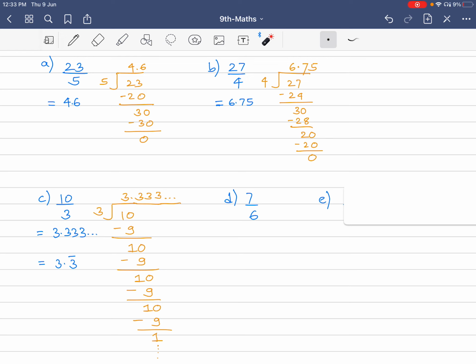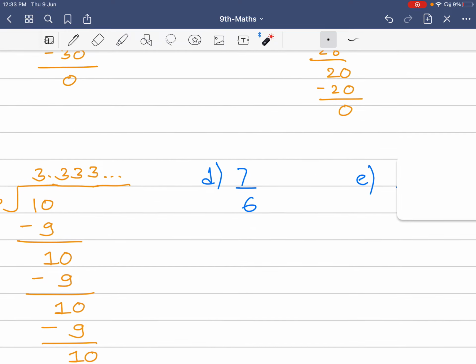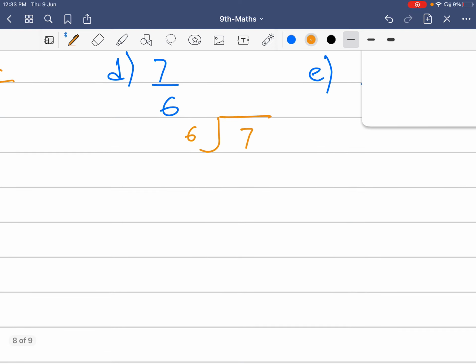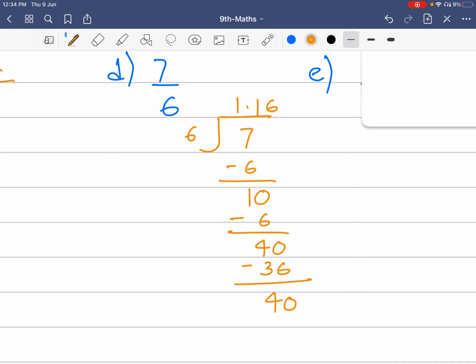Now similar to this 10 by 3, we have 7 by 6 where this division will be infinite. Let's see how it works out. Let me zoom in here. We have 7 divided by 6. I'm going to write 6 here, 7 here. 6 ones are 6, minus 6, 1 is the remainder. So decimal 0, again 6 ones are 6, minus 6, 4 is the remainder. Then we come to 40. Then we have 6 sixes are 36. And once again 4 is the remainder. And then we have 40. And once again we have 6 sixes are 36.